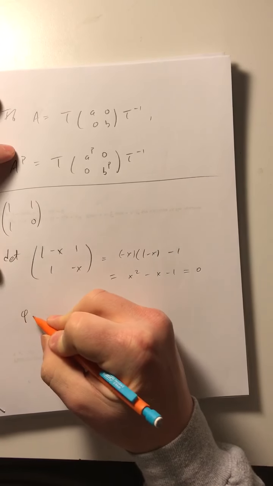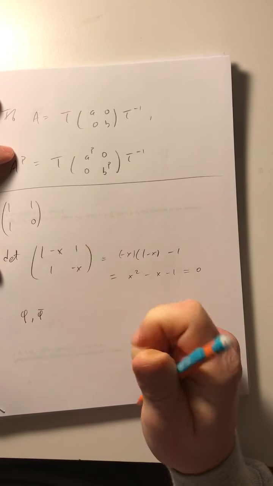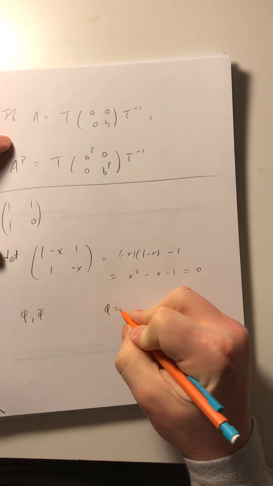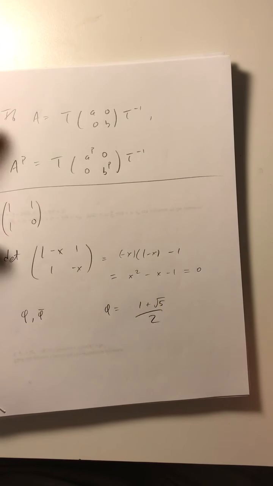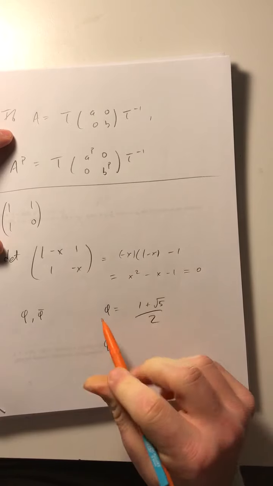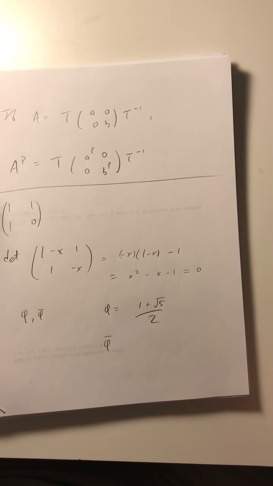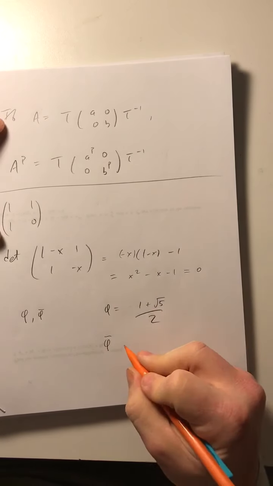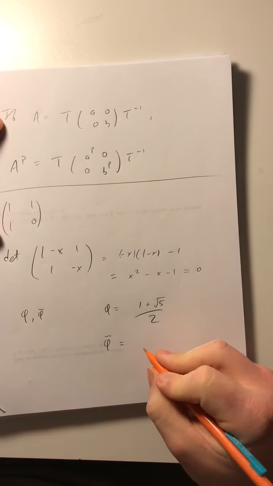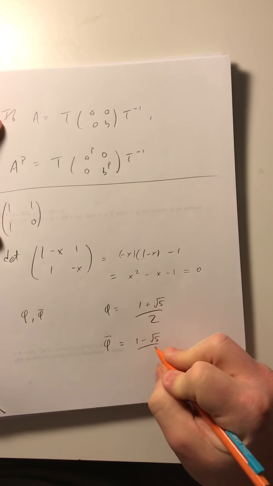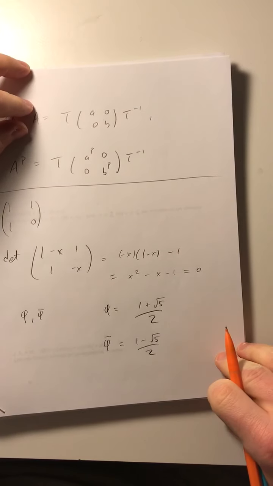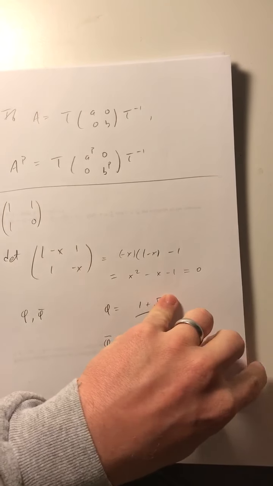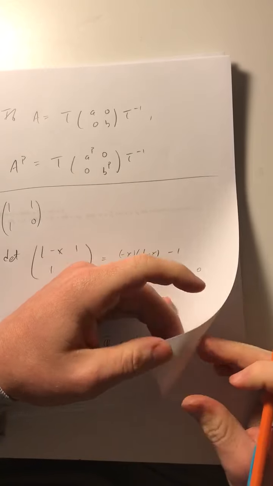And I'm going to get two solutions. One solution is 1 plus the square root of 5 over 2. You can use the quadratic formula and see that. I'm going to call that one phi. You probably have already heard of this. It's the golden ratio. The other one I'm going to call phi bar, 1 minus the square root of 5 over 2. And these are eigenvalues. What are eigenvalues? Don't worry about that right now. But now I would like to find some eigenvectors.